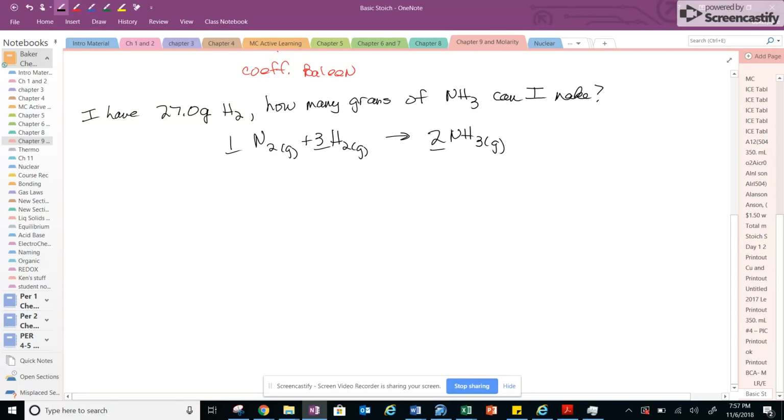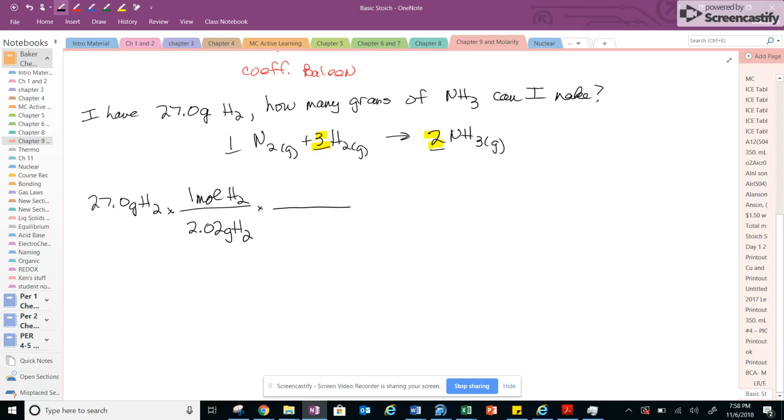But this doesn't mean 1 gram and 3 grams gives me 2 grams. It is molar ratios. Well, I think I can do that because I know if I have 27 grams of hydrogen, I can very easily convert this into moles of hydrogen. This is what we just learned in our last unit. Now I get to use my coefficients from my balanced equation, and I know for every 3 moles of hydrogen, I'm going to make 2 moles of ammonia.